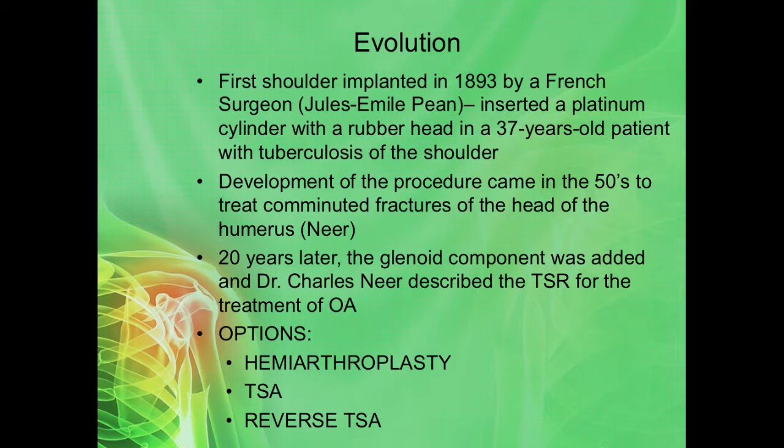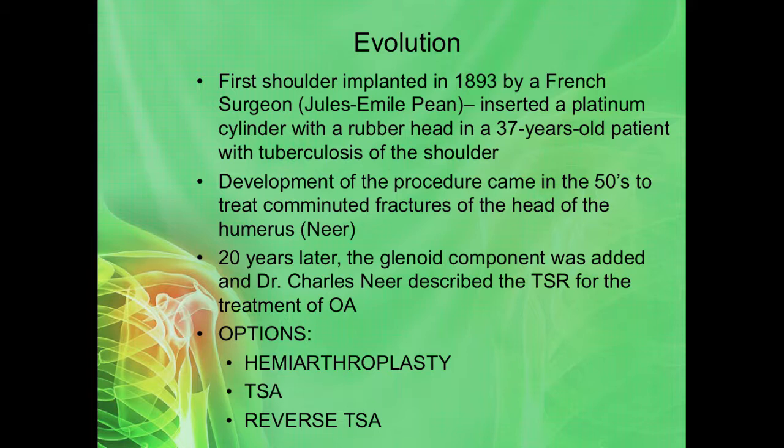To give you a little bit of background, the first shoulder was implanted back in 1893 by a French surgeon, and he inserted a platinum cylinder with a rubber head in a 37-year-old patient who had tuberculosis of the shoulder. These procedures were then used in the 1950s in this country to treat comminuted fractures of the head of the humerus, and this was led by Dr. Charles Neer. 20 years later, Dr. Neer added the glenoid component and described the total shoulder replacement for the treatment of osteoarthritis.